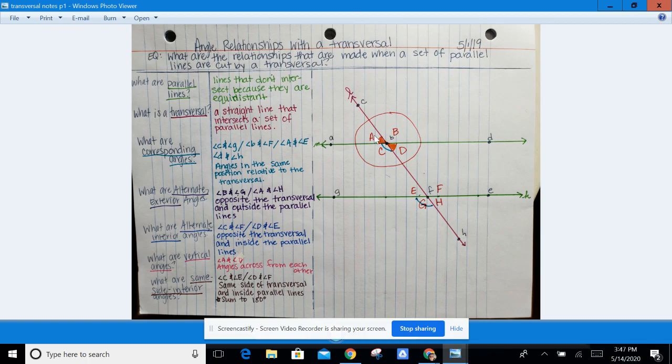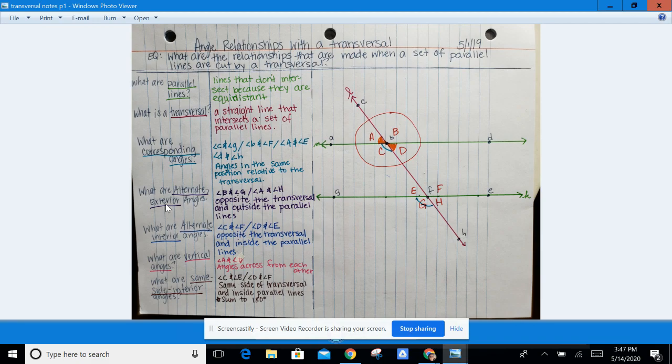The reason they're corresponding is because they're angles in the same position relative to the transversal and parallel. So A is above the parallel and to the left of the transversal. The only one in this angle relationship that's above the parallel and to the left of the transversal is E. So they're in the same position. If you were to cut it out and put it on top of each other, that's what corresponding angles means.